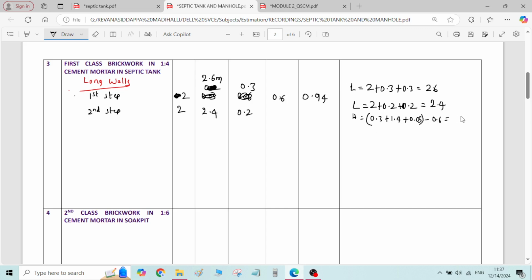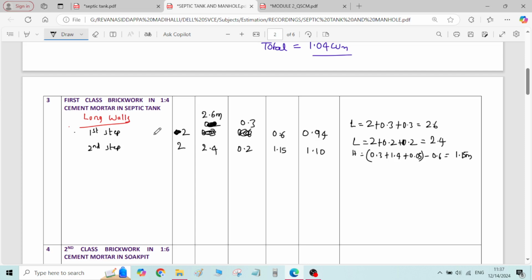0.6 will give height of the second step, that you will get it as 1.1 meter. So height is 1.1 meter. So 1.15 you will get height. Total quantity if you calculate now, you will get it as 1.10 cubic meter. Okay, 1.10 cubic meter. So to this we have done with calculation of the masonry work along the long walls.